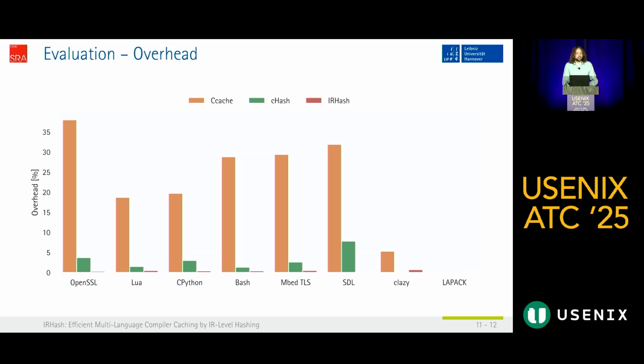cHash, again, it's a little bit faster because the AST is already fairly optimized, but IRHash has the advantage of just using the data structures for the IR, which are way more linearized because it's just code from top to bottom. There are no cross links between AST nodes and so on. That's the reason why the overhead is so good. And you all, again, might be wondering why there are bars missing for SDL and LAPACK. The bars are there, but they are so small because the overhead is just 0.2%.